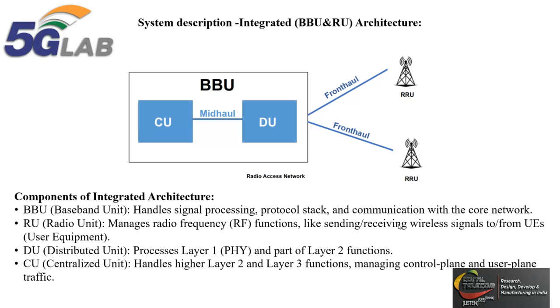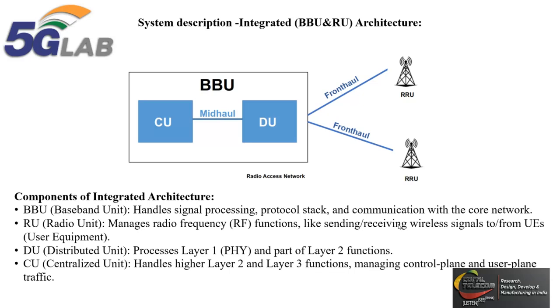So what actually are these? The first component is the BBU, the baseband unit. The BBU handles the signal processing, protocol stack, and communication with the 5G core network. All the signal processing, whatever signal is coming from the UE and where it has to move forward or where it has to be sent, all the processing is done by the BBU.